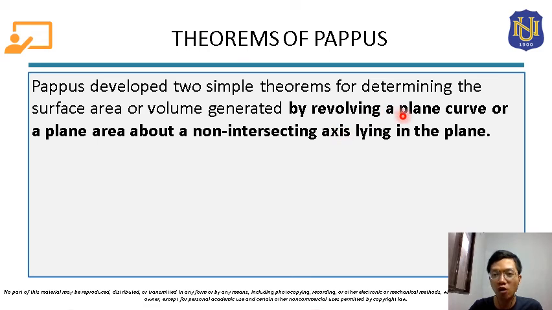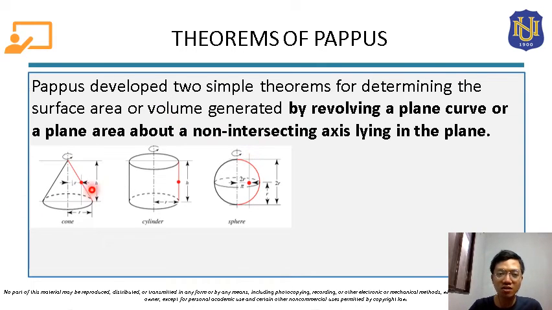If we are going to revolve a plane curve about a non-intersecting axis, it will generate a surface area. Also, if we are going to revolve a plane area about a non-intersecting axis, that will generate a volume. Let's say we have this line in red ink. If you are going to revolve this line or curve about the y-axis, it will generate a cone.